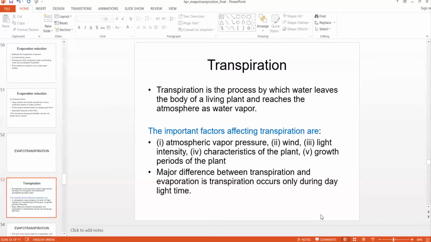Then the characteristics of the plant, because some plants evaporate a lot of water. Generally, some trees have a small leaf size but have more leaves, and some trees have very big leaves, like the banana tree. Okay, but only a few leaves. Generally the tree which has small leaves in large numbers has a large total surface area, so therefore it transpires more water.